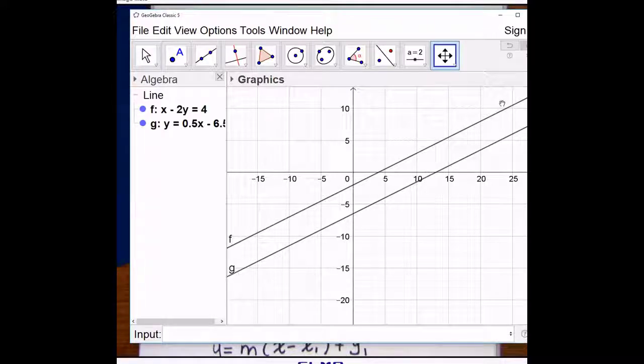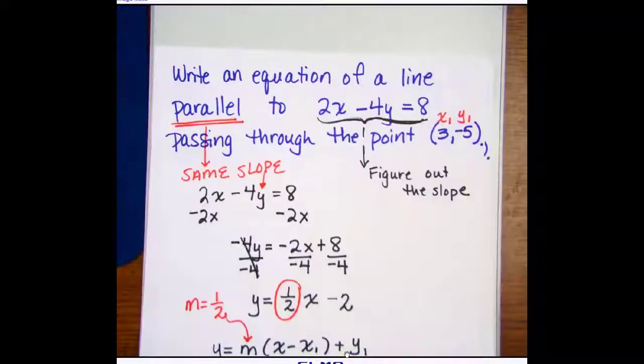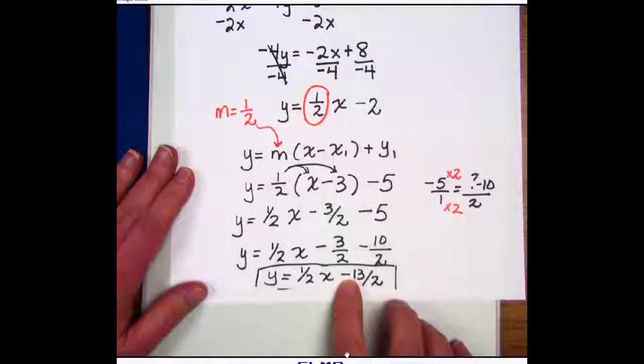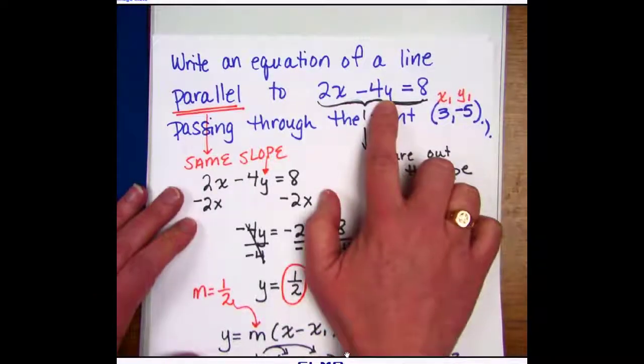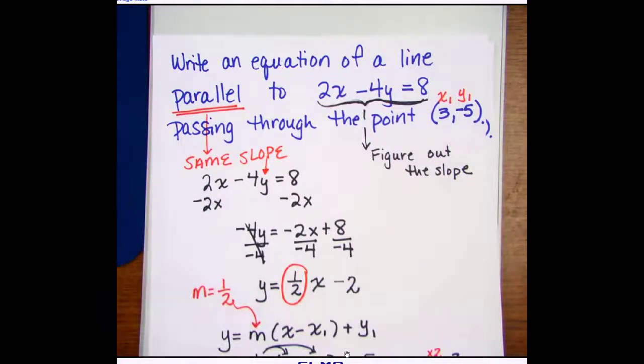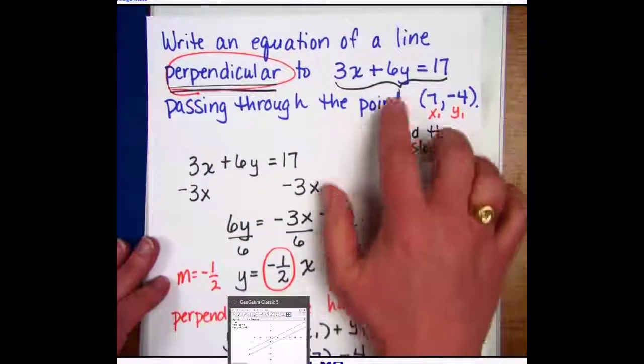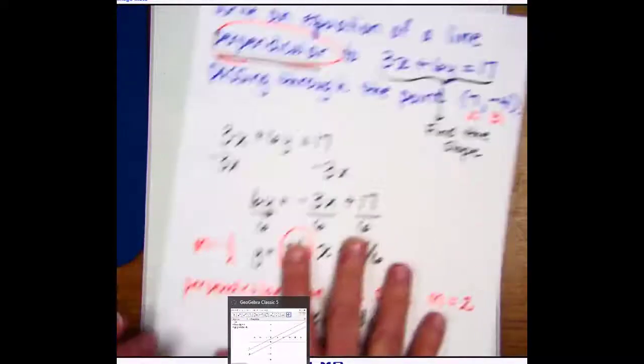They are the same distance apart and changing at the same rate. So when I constructed my new equation of a line, it's this, and this was the original equation. So the graph allows me to double check. Now we're going to look at our perpendicular line. So I'm going to graph this one and this one that we came up with.